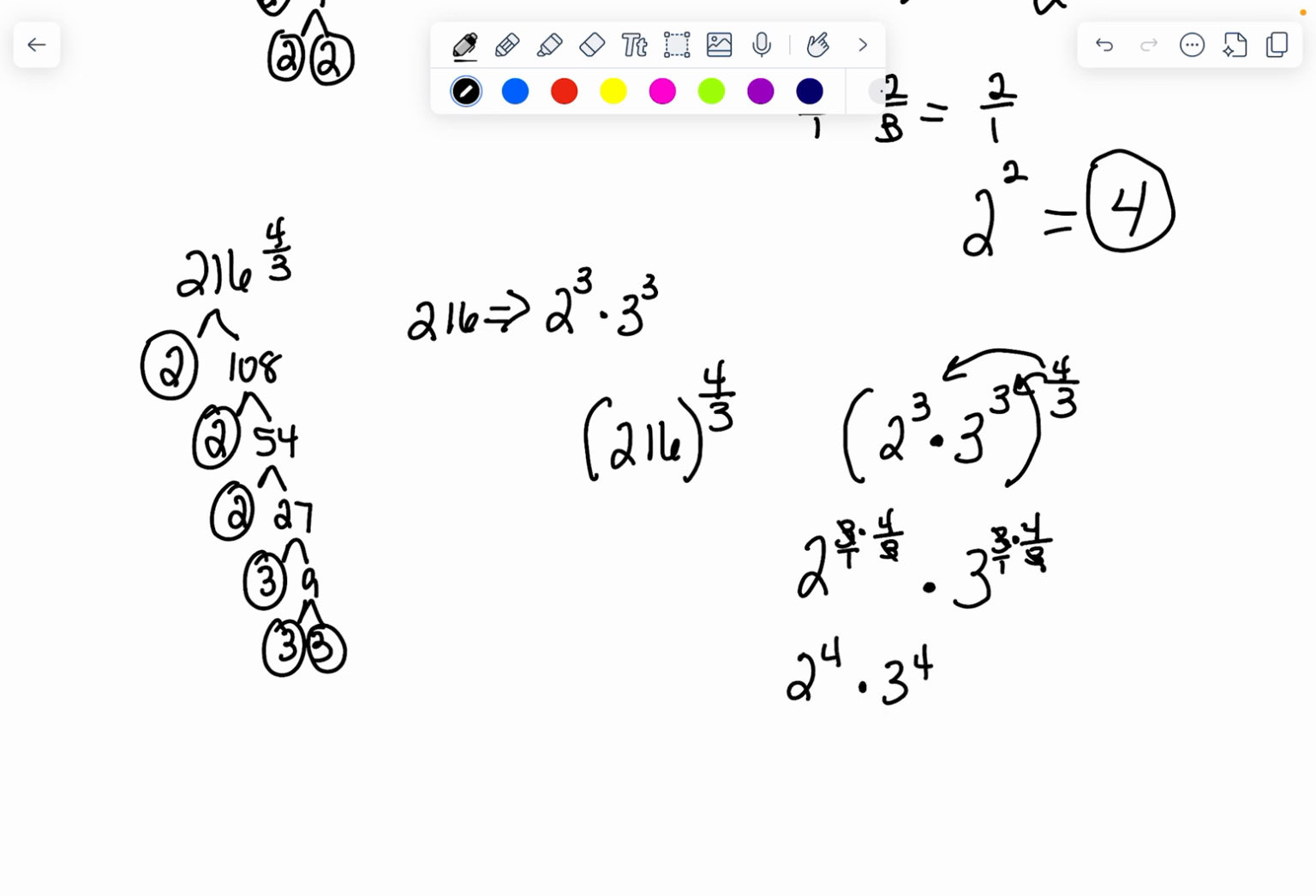Now let's simplify this one all the way. I know that 2 to the 4 is 16, and I know that 3 to the 4 is 81, and this would equal 1,296. That's its simplest form. Pretty easy, right?